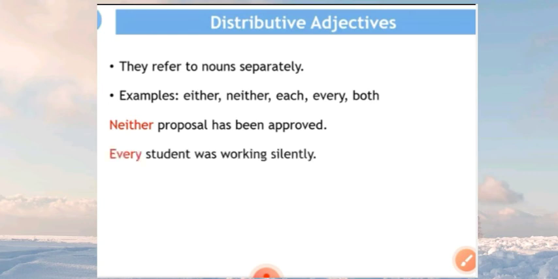Another example would be, every student was working silently. Now again, student is a noun and every is a distributive adjective because it is referring to each student separately. If I ask which students were working silently, you can say every student. So you get a sense of everything being referred to as a single unit, and hence this is a distributive adjective.